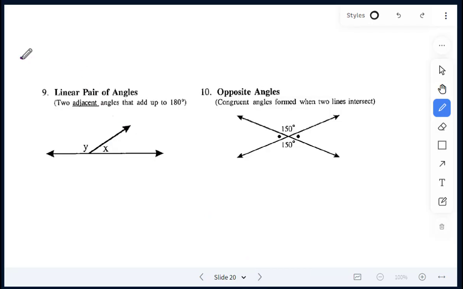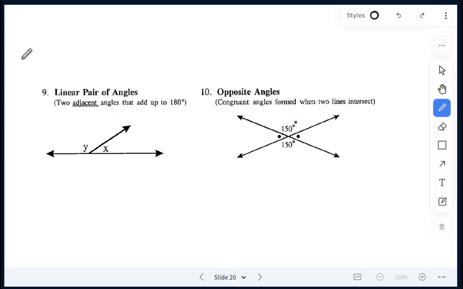Next, linear pair of angles. These are two adjacent angles. They have to be adjacent and they're going to add up to 180 degrees. So if you have a question where you're given one of these angles and you have to figure out the second one, you can do that by subtracting from 180.